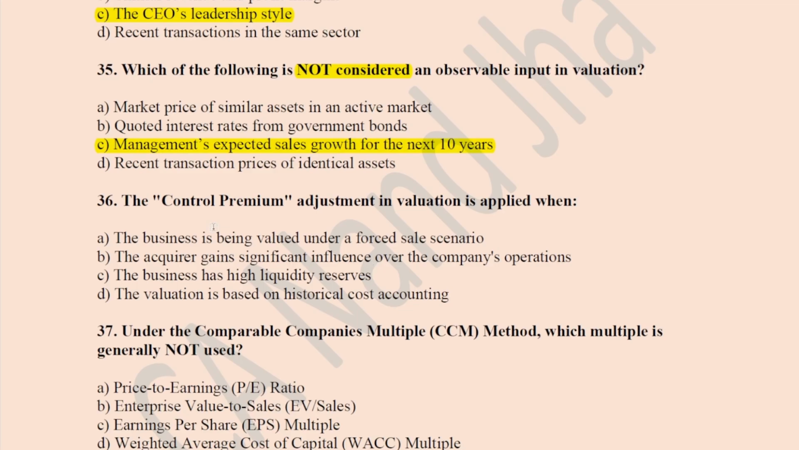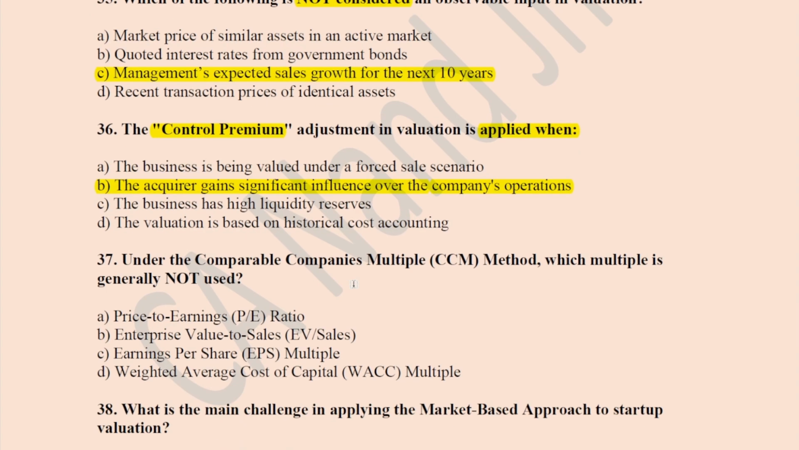The control premium adjustment in valuation is applied when the business is being valued under a forced sale scenario, the acquirer gains significant influence over the company's operation, the business has high liquidity reserve, or the valuation is based on historical cost accounting. So the control premium is applied when the acquirer gains significant influence over the company's operation. So the answer is B.